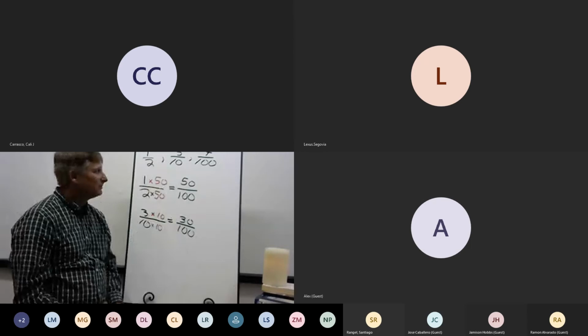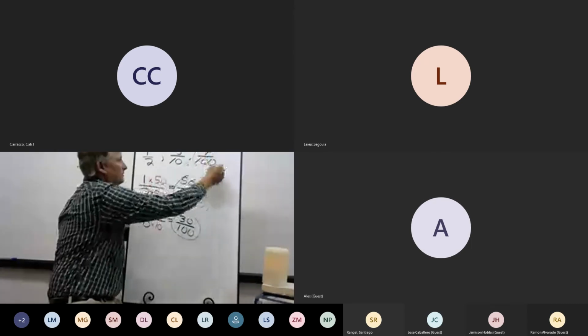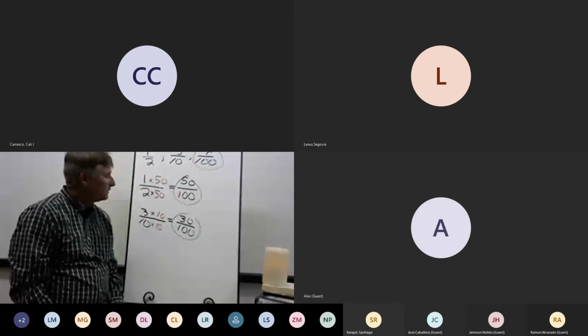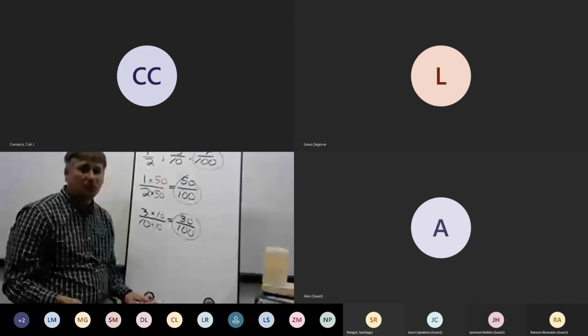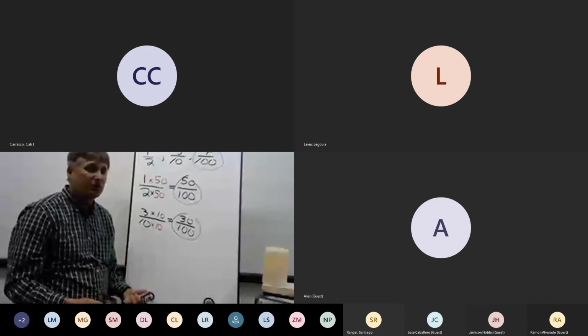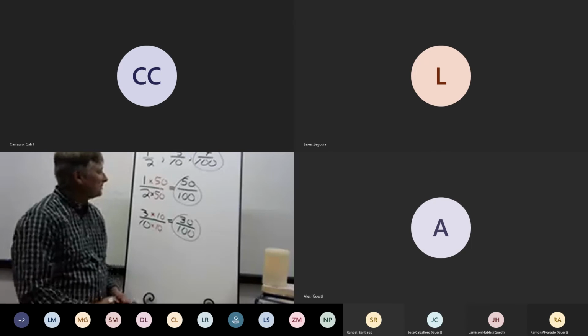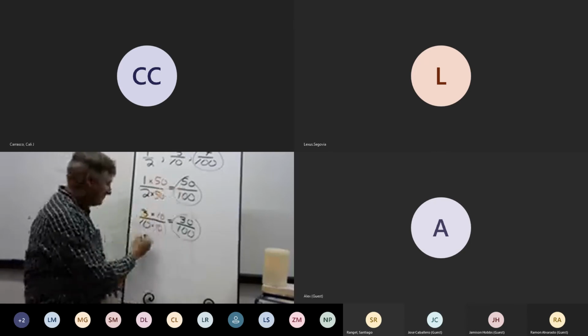So now we use these fractions to put things in order. Because they have the same denominators, now we can just use the numerators to figure out which fraction should go first. So clearly this is the bigger numerator. So that means 50.